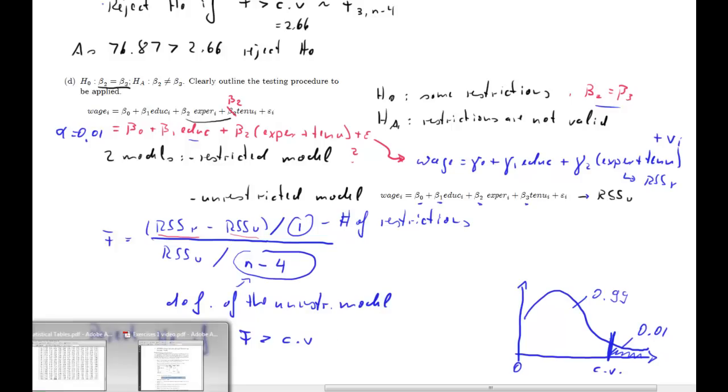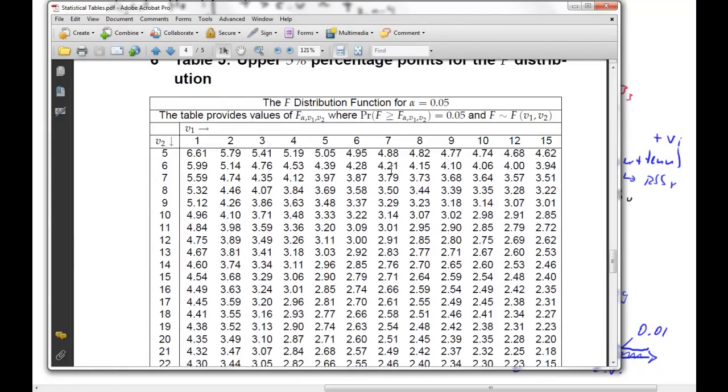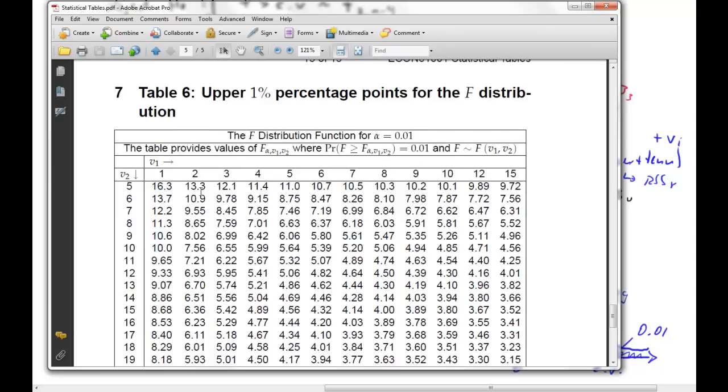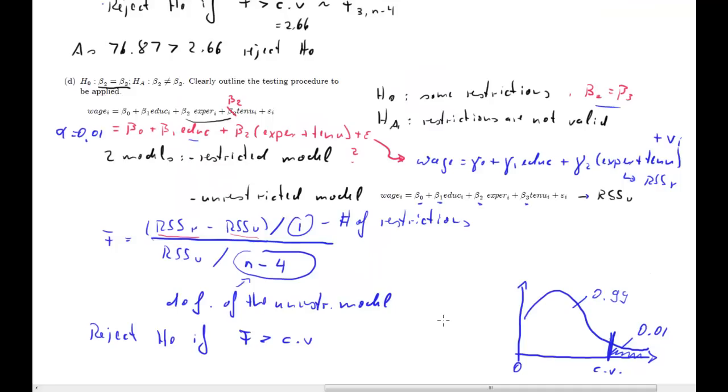Let's find the critical value from the statistical table. F 5%, F 1%, 1 restriction, n minus 4 is 522, so lots of degrees of freedom. 6.81 is our critical value. So our critical value is 6.81.